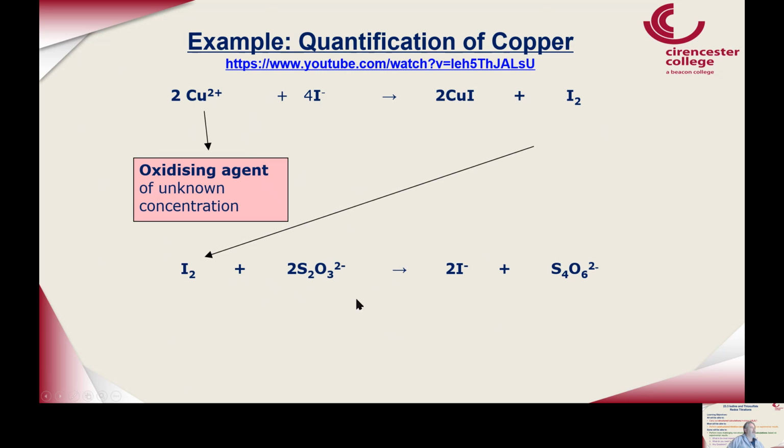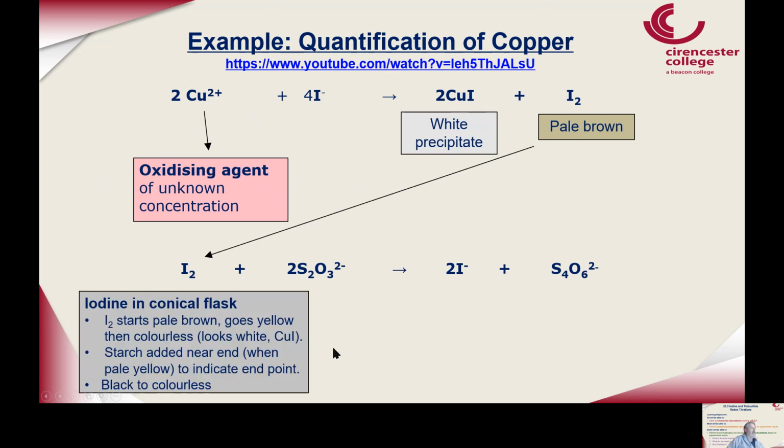So copper is the oxidizing agent. Now, what's quite nice about this is we've got a white precipitate. This is pale brown. So when you start to make this, you end up making what looks a bit like a cup of tea, sort of a tea colour. And then the iodine will react. It's in the conical flask. It's going to be pale brown, cup of tea coloured.